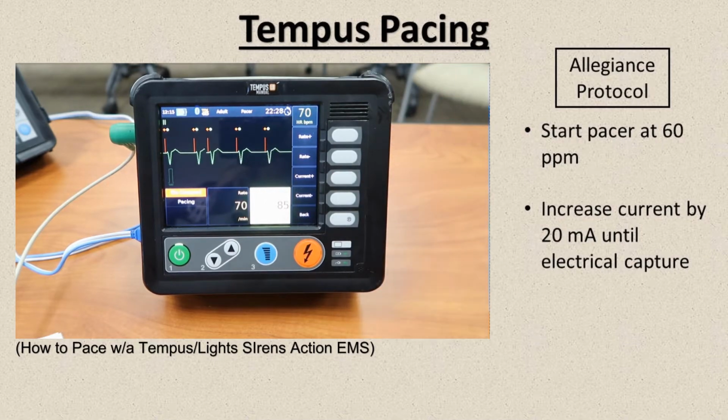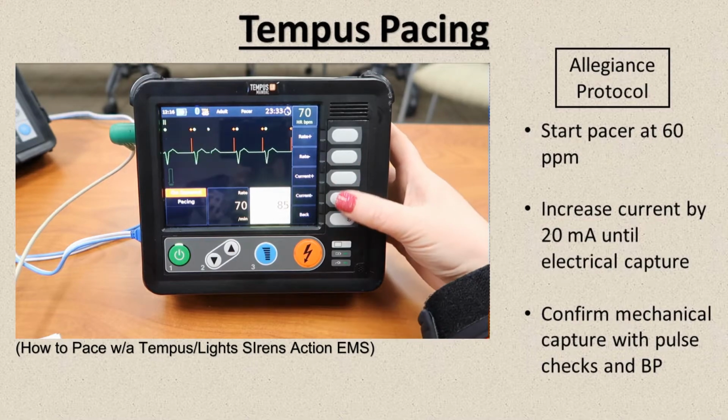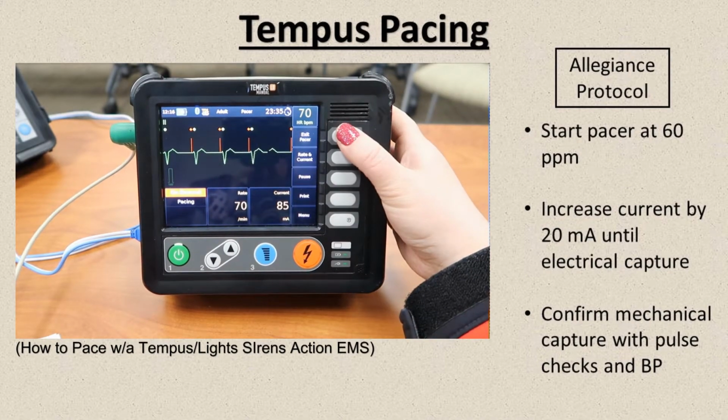So as you can see, it is currently pacing, and obviously this is when you're going to check your mechanical and electrical capture and all of that. But let's say you want to get out of this screen right here. You go and press that back button at the very bottom. It's going to direct you to a screen where you have the option to exit the pacer, go back to your rate and current, pause it, print it, or go home.